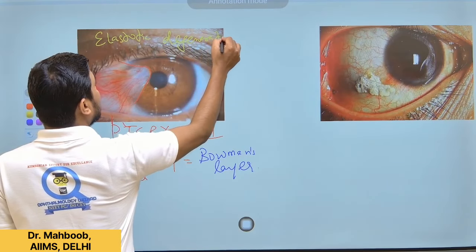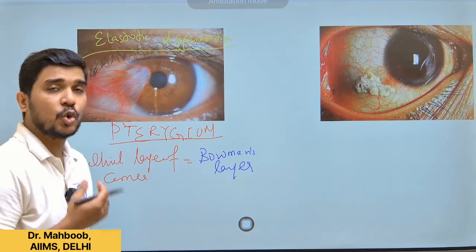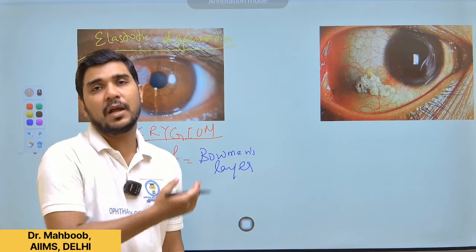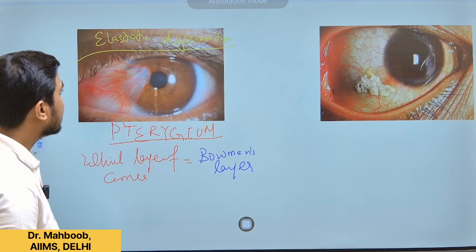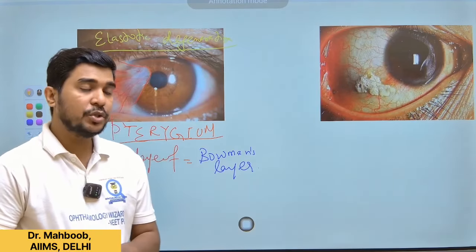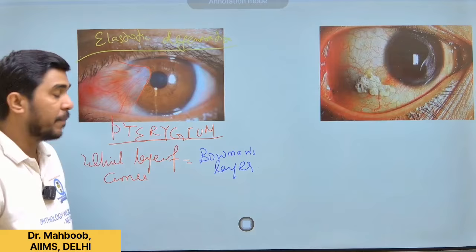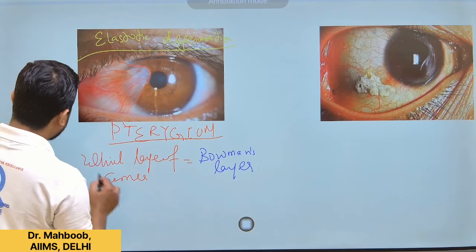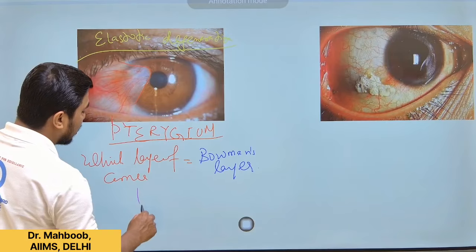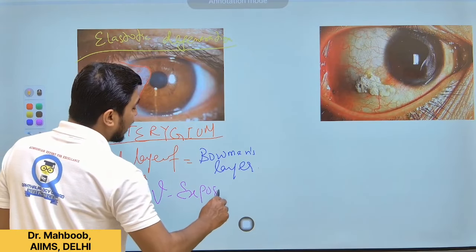Remember these words because they can ask you in the examination, because this is so common that you need to know everything about the pterygium. Pterygium is an elastotic degeneration of the conjunctival tissues onto the cornea, encroaching into the Bowman's membrane. This happens because of UV exposure. ये UV exposure के कारण होता है.